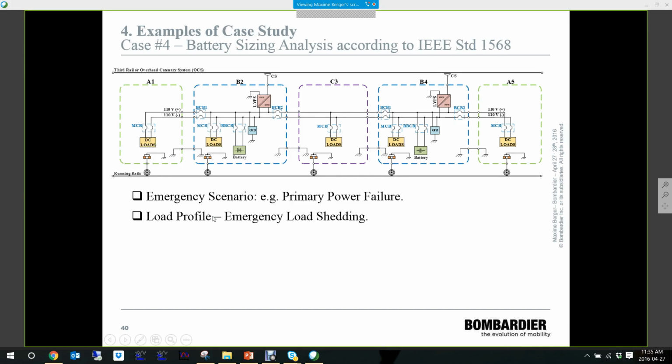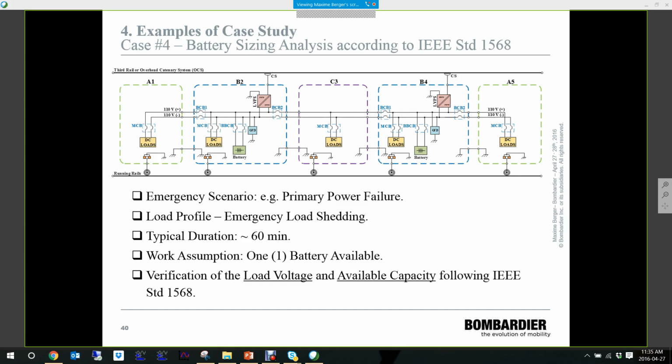What we generally have to do is to establish the load profile. So we need to determine an emergency load shedding scenario. The typical duration is around 60 minutes, and here, for the sake of simplicity in this study, the working assumption that I made is that we only have one battery available. So we're studying only one battery that needs to support the whole emergency scenario.